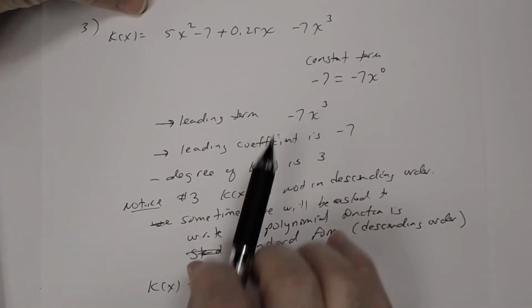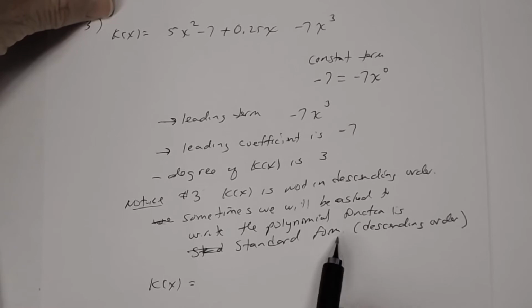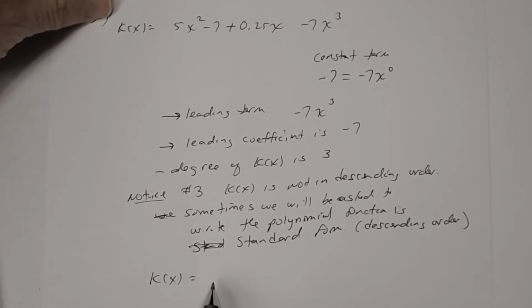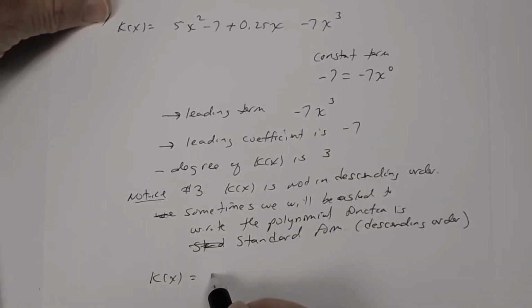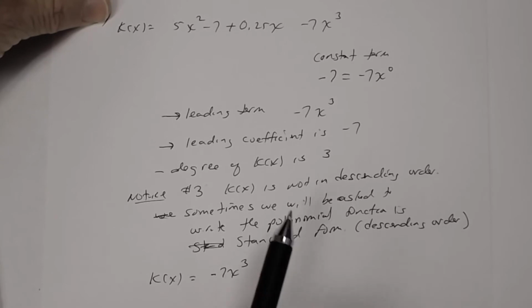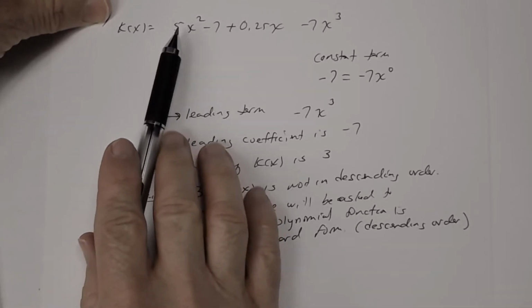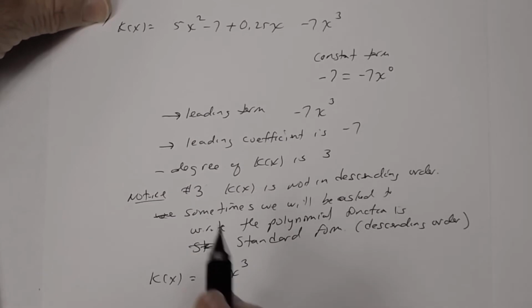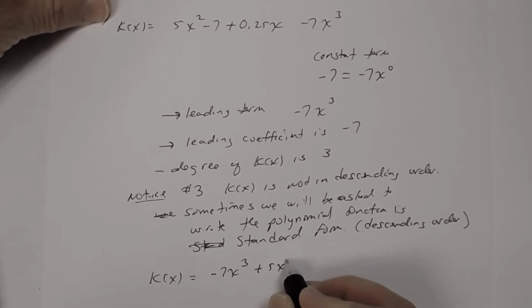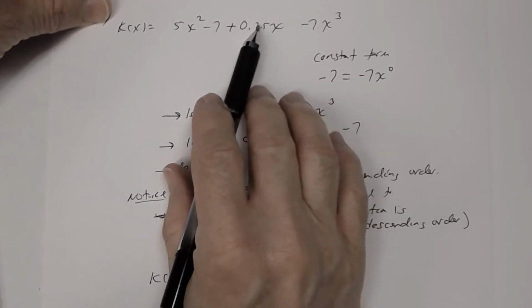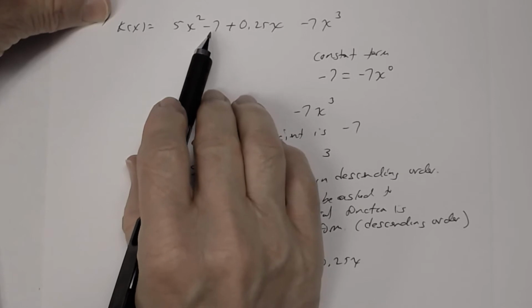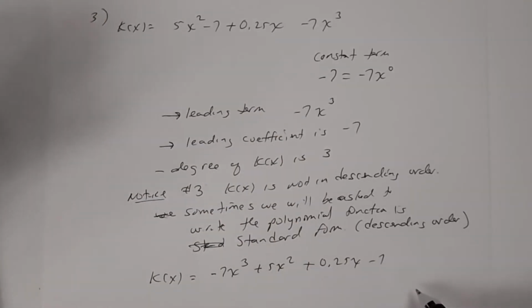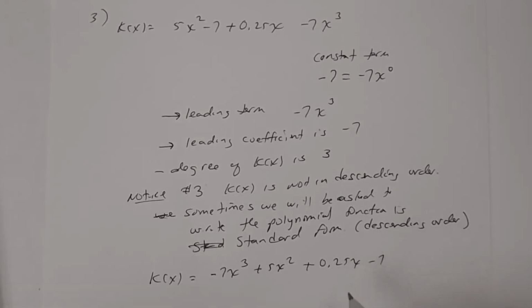So k of x, what will be the first term I would write? Well, if you're going to put it in descending order, then your leading term has to be first. So what's your leading term? Right here. So you're going to say negative 7x to the third power, and then the next one is 5x squared. Then x to the first, so 0.025x. And then your constant, minus 7. So that is k of x in descending order. So that's k of x in standard form.